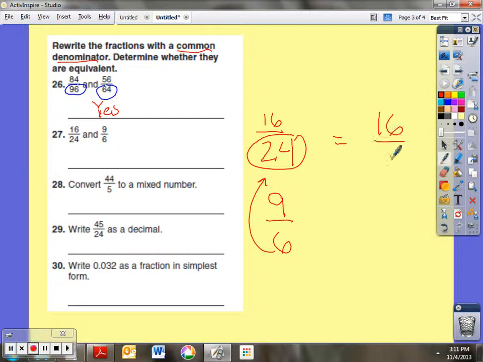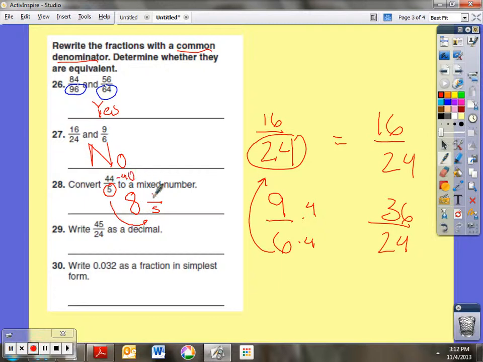So this stays 16/24. What do I do to 6 to make it 24? I times it by 4. So times the numerator by 4. That stays 24. This is 36. These are not equal. So these are no, they're not equivalent. Okay, to change this to a mixed number, we say what times 5 gives me close to 44? It is 8. The denominator travels with me. 5 times 8 is 40. 40 minus 44 gives me 4. So 8 and 4/5.